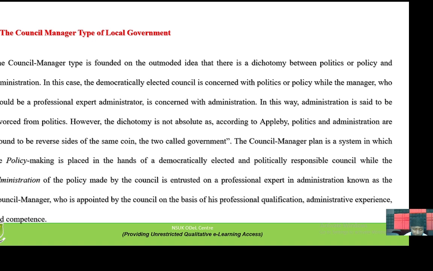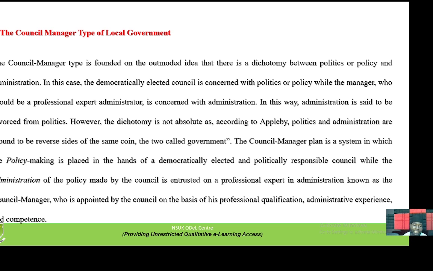Then the fifth type of local government here is the council manager type. The council manager type of local government is founded on the idea that there is a dichotomy between politics and administration. The act of politics is the act of making policy, and the act of making policy is totally separated from the act of administration. If you go through the postulation of Woodrow Wilson, who tried to identify the differences between the art of politics and the art of administration, he posited that the art of politics will be clearly separated from the art of administration.